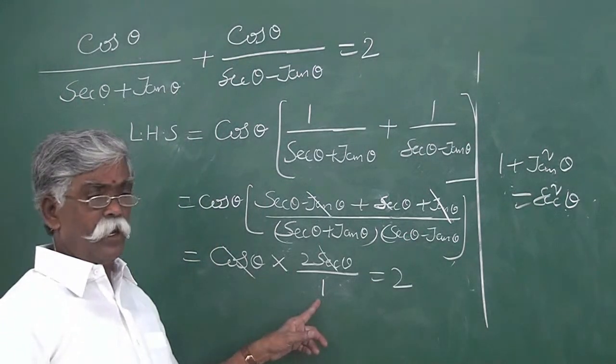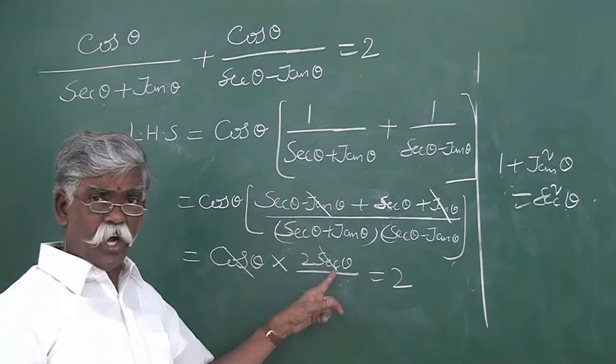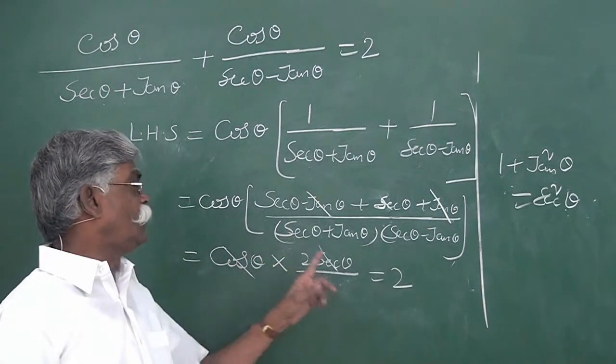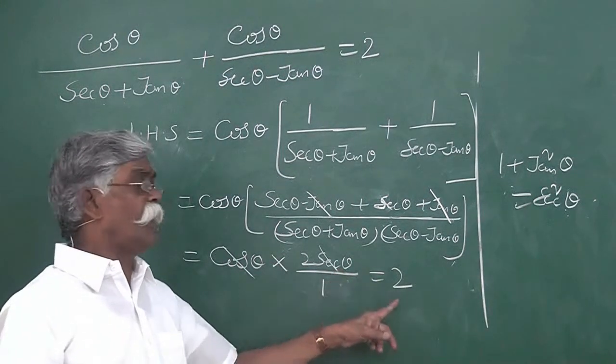Therefore, this is 1. And secant is the reciprocal of cos. So, one trigonometric function into its reciprocal is 1. Therefore, the answer is 2.